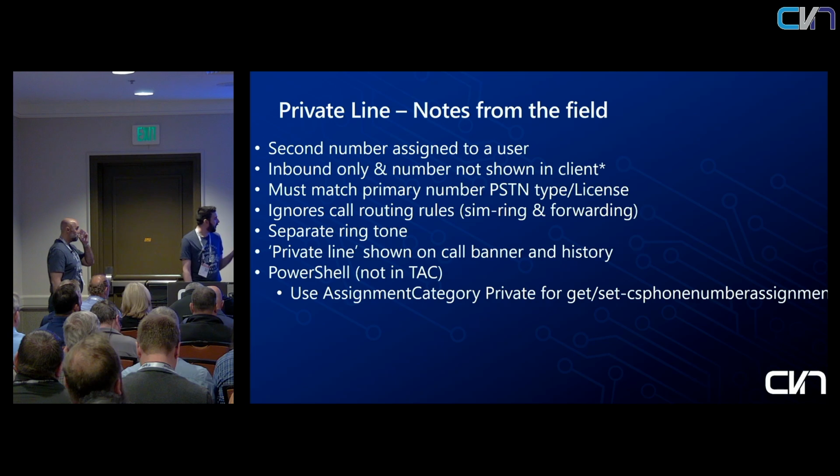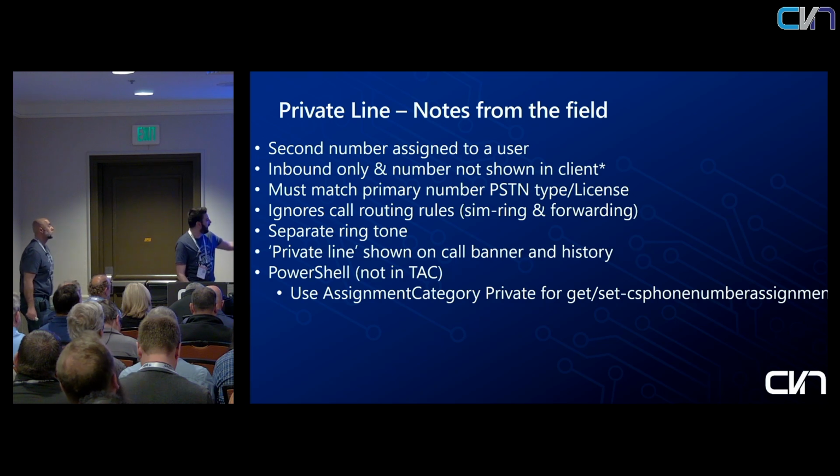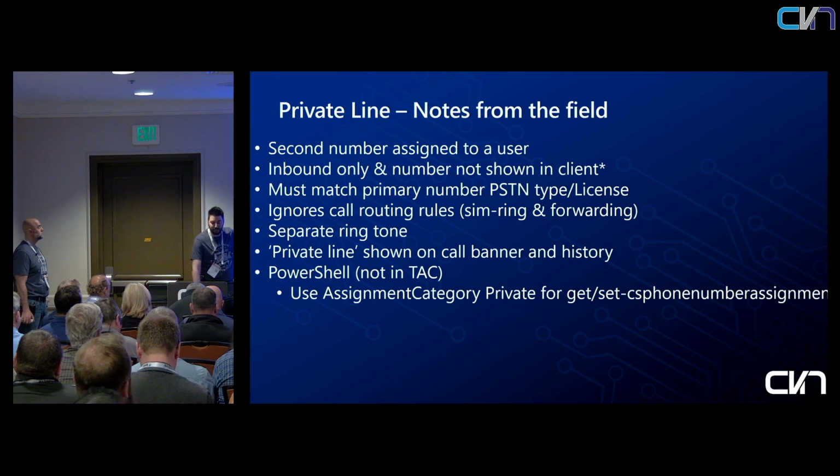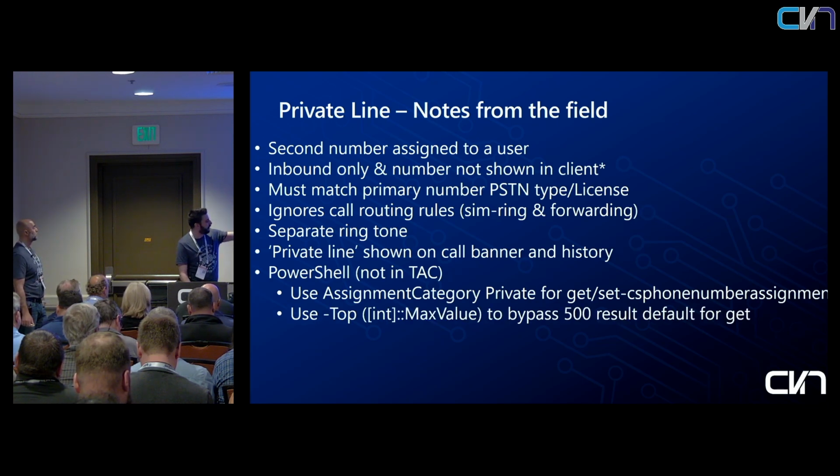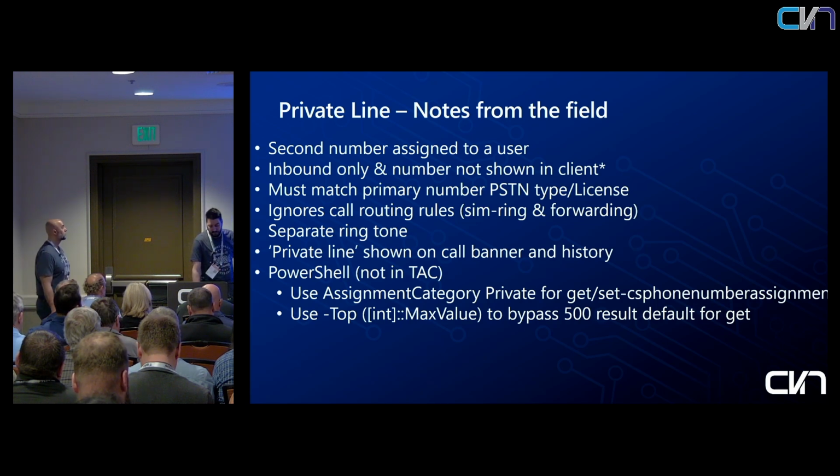And everything's done in PowerShell. So if you're using the Get and Set-CsPhoneNumberAssignment, you're going to be using a category, the assignment category is private. Some of the Microsoft documentation says that this category is internal use only. I think that was pre-private line coming out, but you do need to use this for private lines. The results from Get-CsPhoneNumberAssignment are limited by default to 500. So if you have a large tenant and you want to list all your private lines, chances are you're going to miss some results. So you can use a workaround of using a dash top and put some value in there. I use int max value, which just puts the largest integer in there, but you could put 1,000, 10,000, whatever you want as the value.